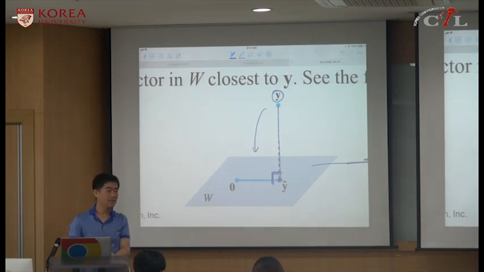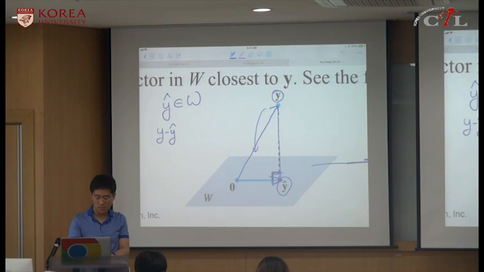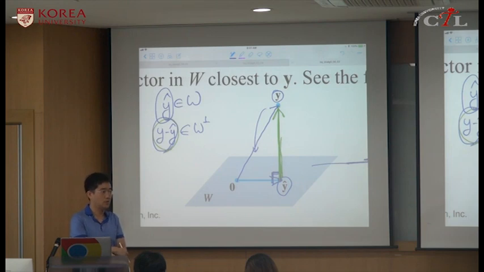And similarly, we can decompose this original vector y into two pieces, the sum of two vectors, where the first one, y hat, belongs to W, and y minus y hat, which is this thing, belongs to W perpendicular, right? So that means y hat and y minus y hat should be orthogonal to each other, right?